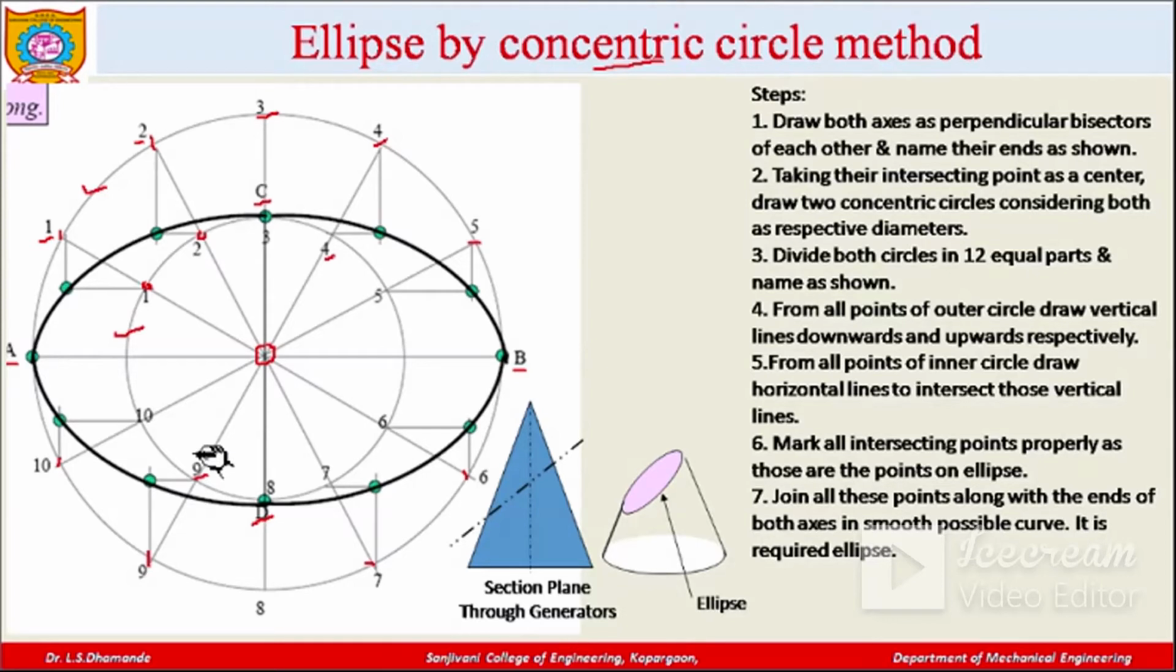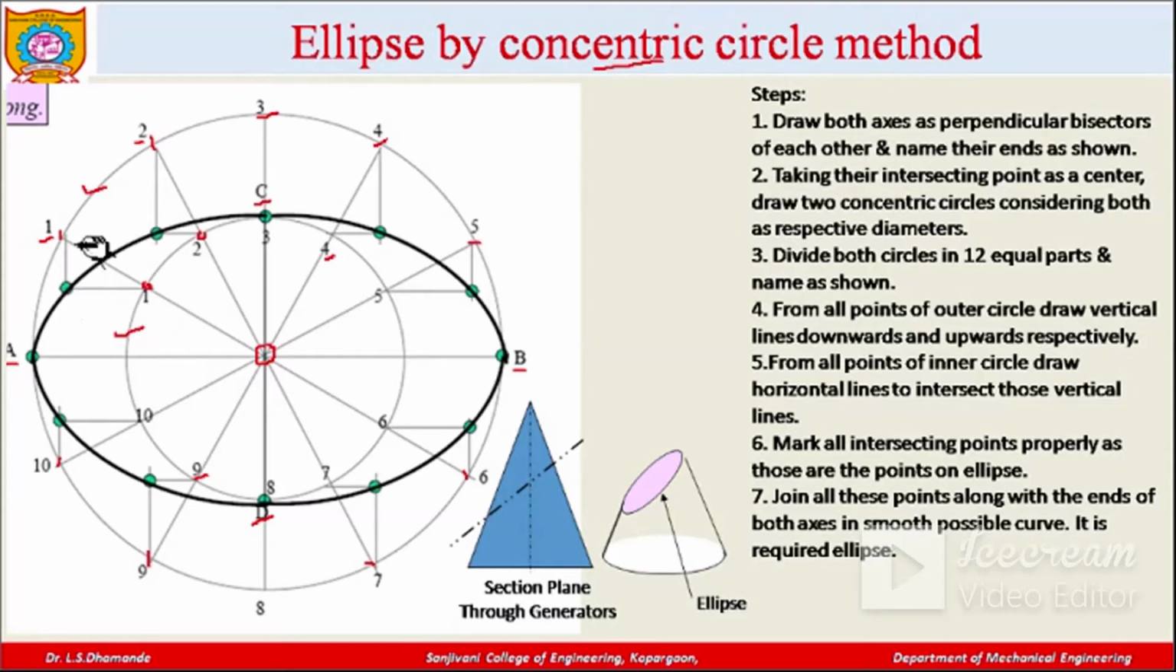Now what is the next thing? You simply have to draw vertical lines from the points on the outer circle. In this case, this is point 1 on the outer circle, so you draw a vertical line downward here. Similarly from 2 draw a downward line, 3 downward, 4 downward, all of these. In this case you also have to draw vertical lines upward, for the lower points. Then similarly you have to draw horizontal lines from the points on the smaller circle. Like this you draw horizontal lines.